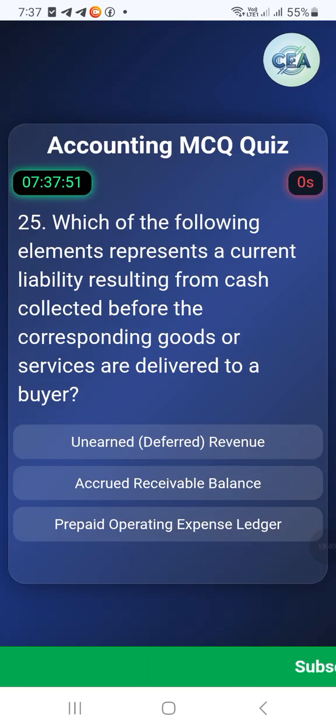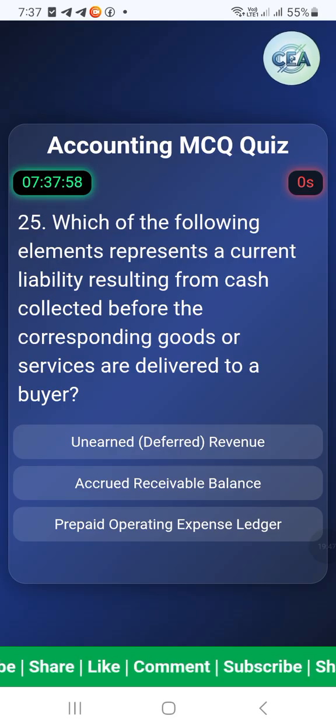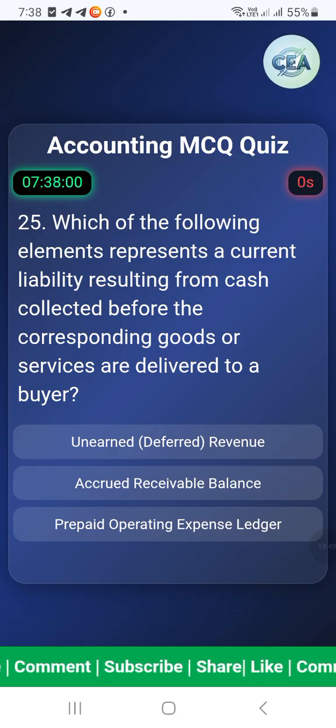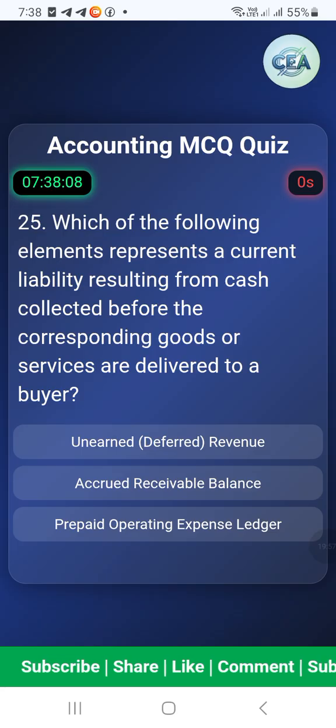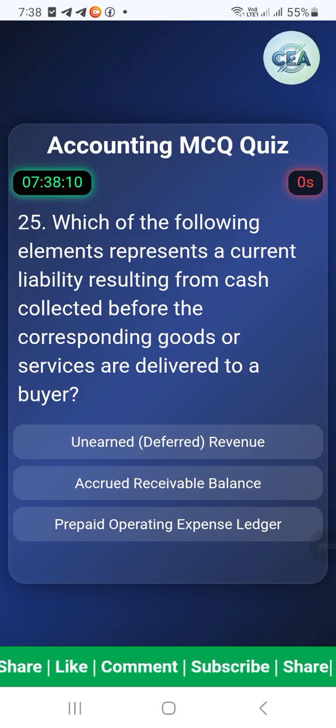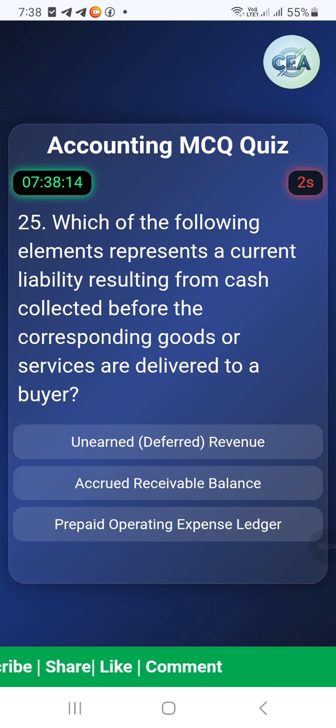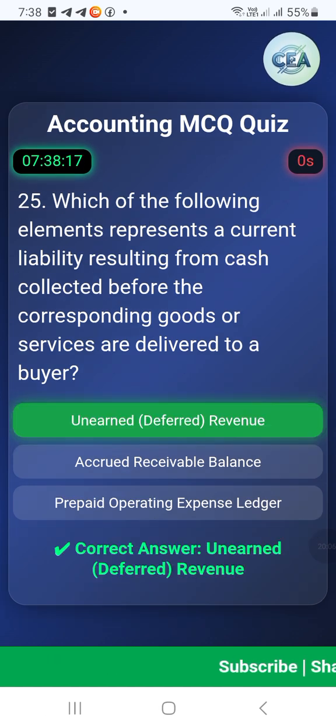25. Which of the following elements represents a current liability resulting from cash collected before the corresponding goods or services are delivered to a buyer? Option 1. Unearned deferred revenue. Option 2. Accrued receivable balance. Option 3. Prepaid operating expense ledger. Correct answer is unearned deferred revenue.